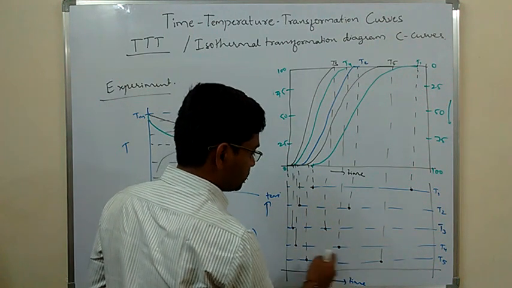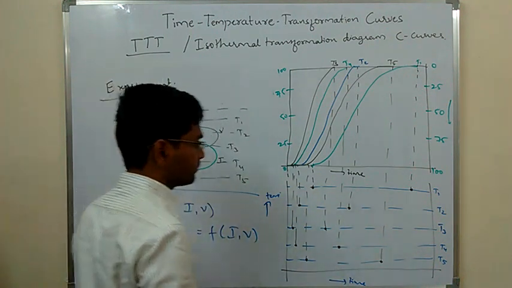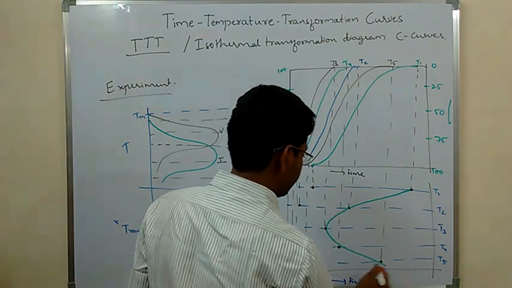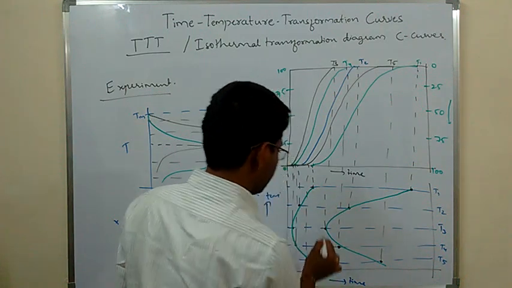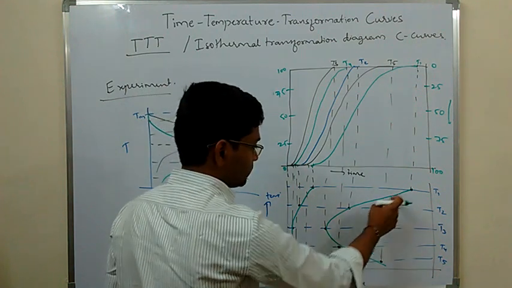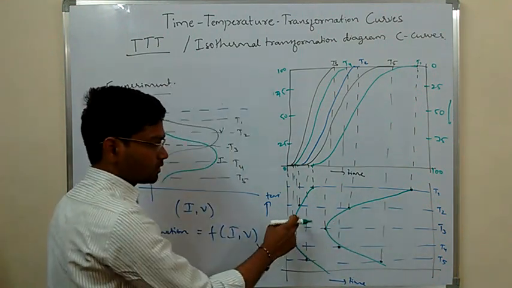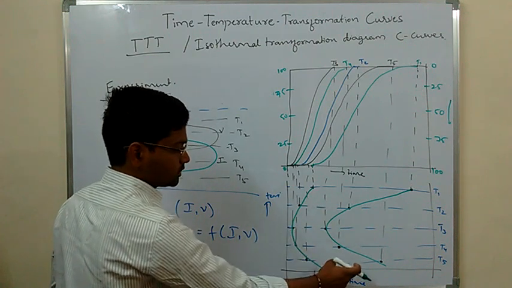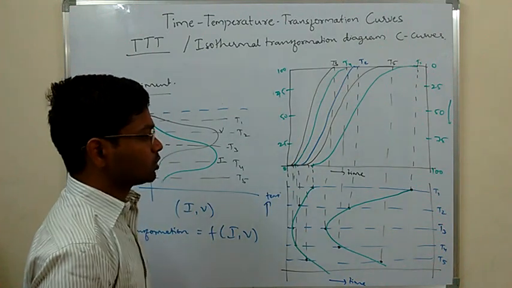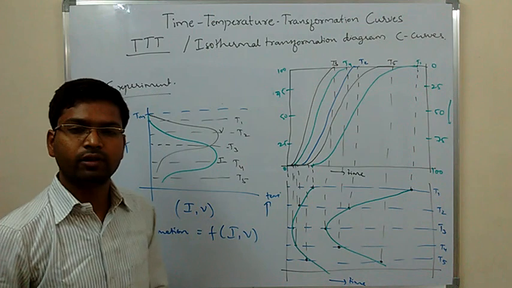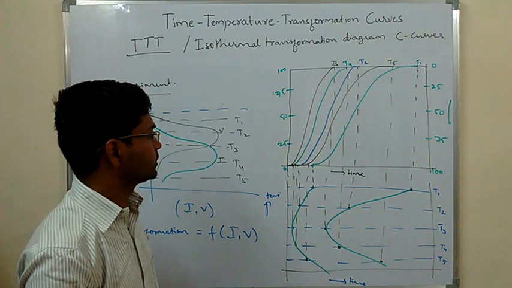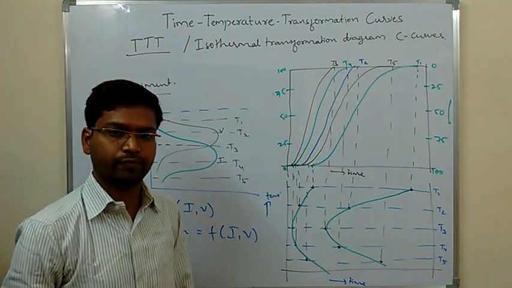If we connect all these points, we will get the shape of a C curve. So this line indicates the transformation end curve, and this is the transformation beginning curve. So this just looks like a C curve. It's also called C curves, TTT diagram. So I have explained the construction of the TTT diagram with the help of transformation curves, which is a function of temperature and time.